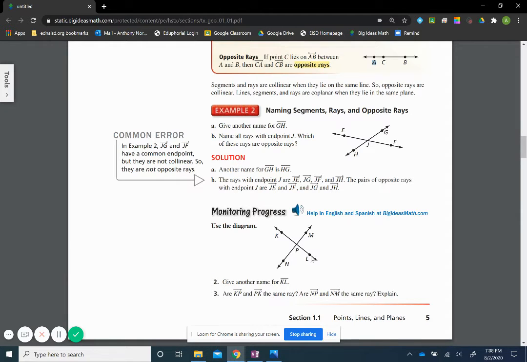So, time for monitoring progress. Using this diagram, first, give another name for line segment KL. Then, are KP and PK the same ray? And are NP and NM the same ray? Explain. After the jump cut, there'll be the answer. Take some time, write your notes, and provide your answer, please.